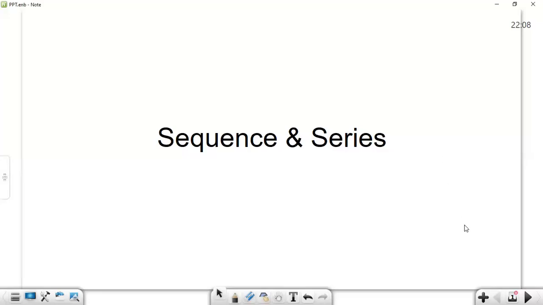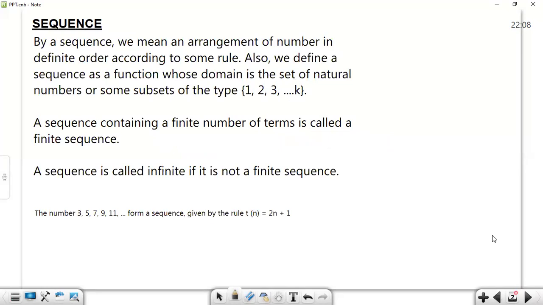Okay then. So sequence and series, it's an easy and scoring chapter for NDA maths. First of all, let's talk about sequence. A sequence is a sequence of numbers where numbers are arranged following a certain order according to some rule. The sequence we are going to look at is of natural numbers.